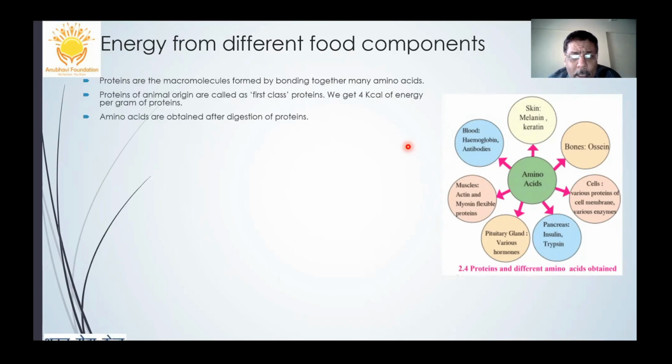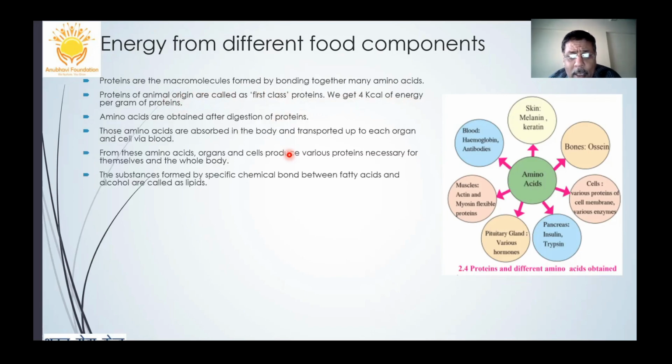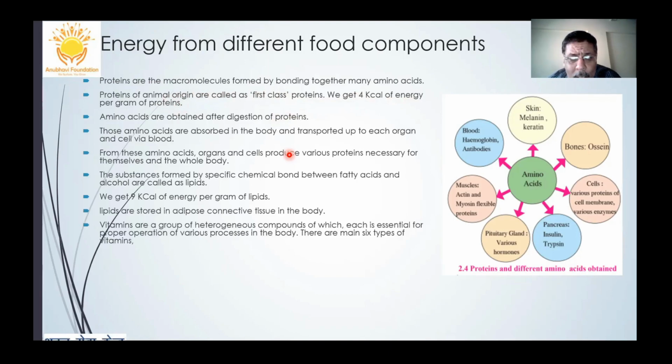Proteins are also called first class proteins because of animal origin, because they cannot be obtained from plants. We get 4 kilocalories of energy per gram of proteins. But generally proteins are the last source of energy. It is generally carbohydrates and then followed by lipids, which are mainly used for energy.